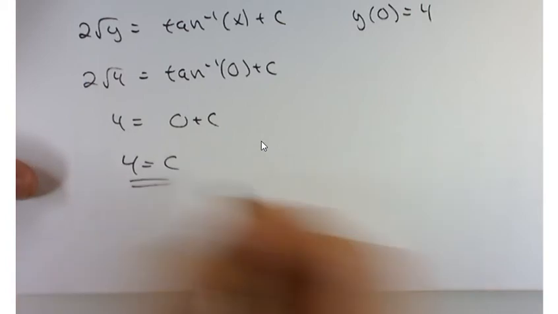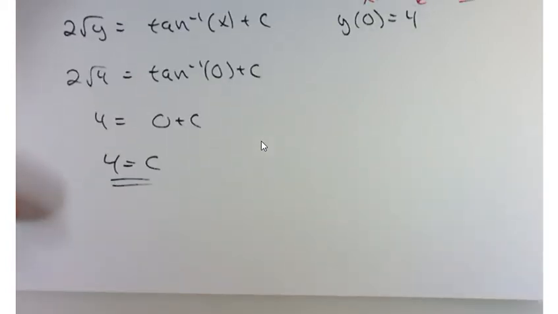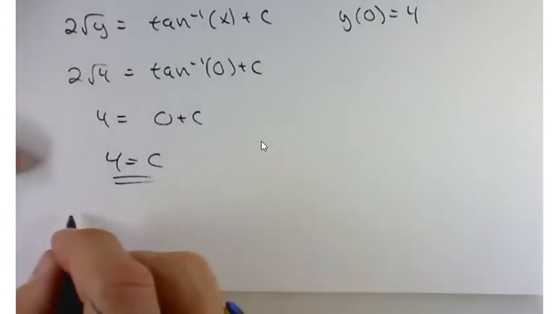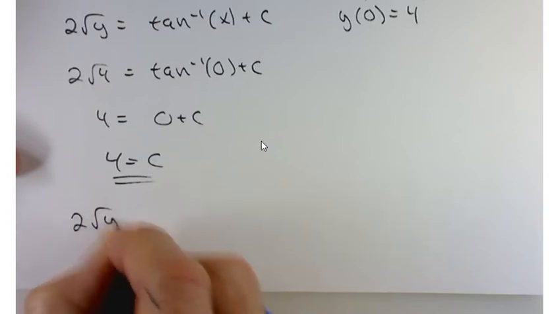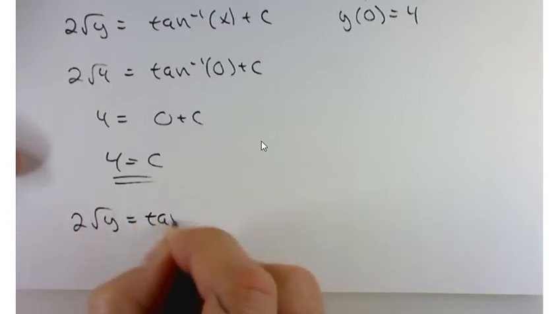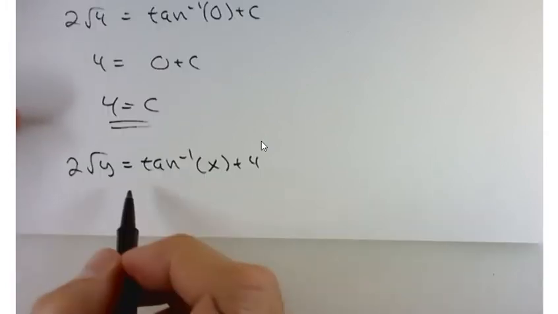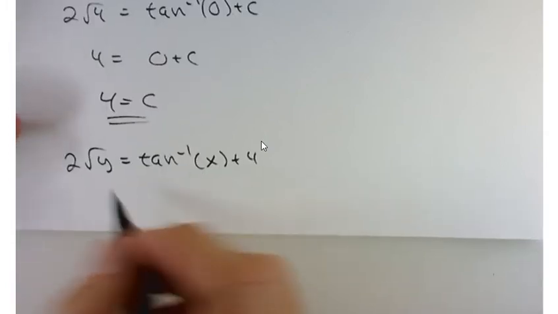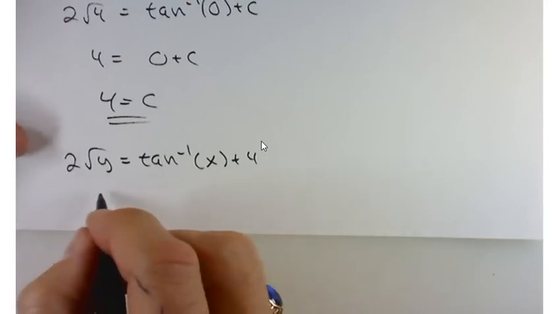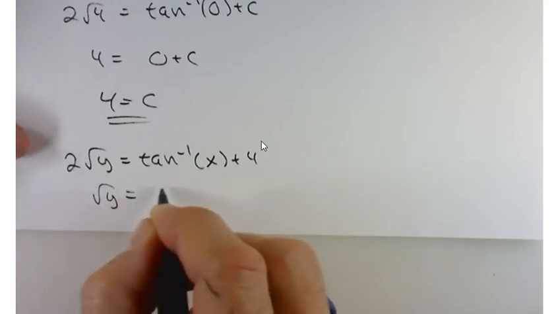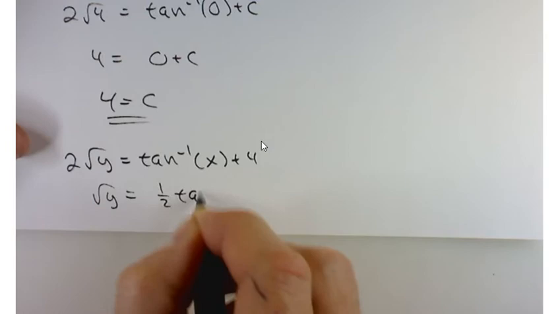Your final answer, if you're looking this up, should look like this. 2 square roots of y equals tangent inverse of x plus 4. You could actually solve for y here. You divide everything by 2. Square root of y equals 1/2 tangent inverse of x plus 2.